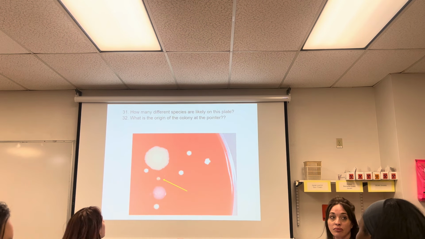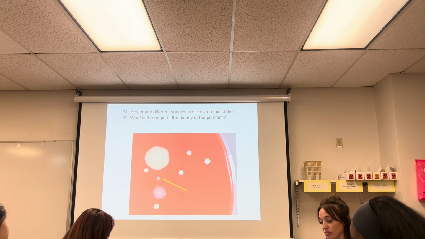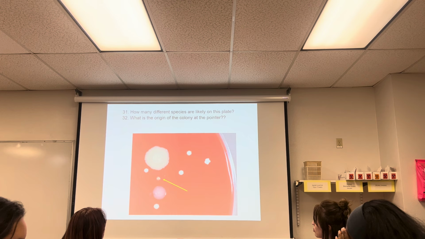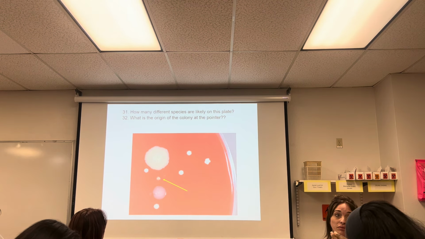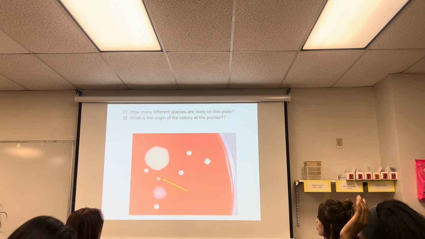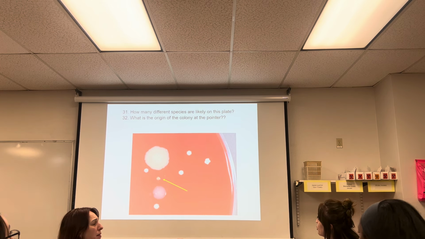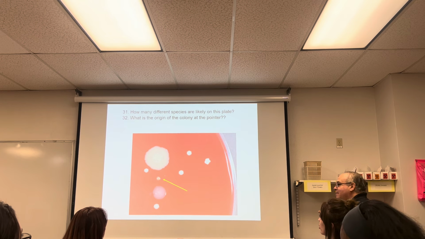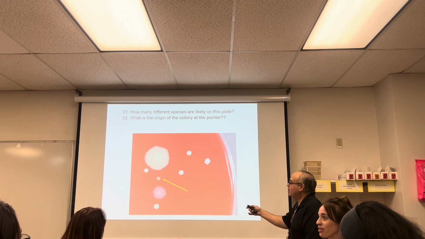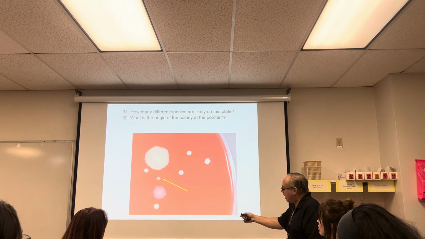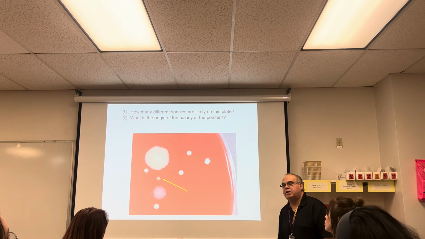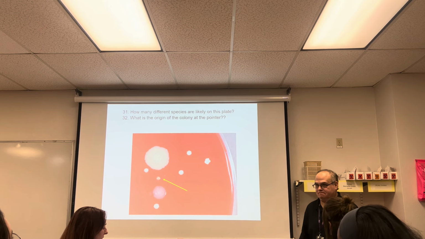Okay, here we go. So now, how many different species are on this plate? This is a very good question. No, that's how many colonies. If I ask how many colonies, it's 8. Well, let's count them. I think it might be 9. Let me count them first. 1, 2, 3, 4, 5, 6, 7, 8, 9. So if I asked how many colonies, it'd be 9.